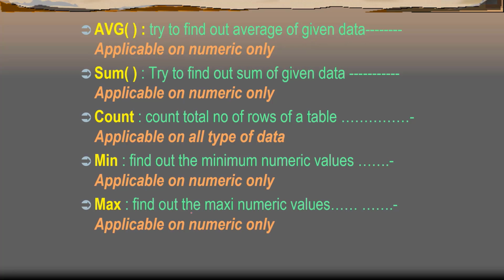AVG is average, which is used for finding out the average of given data. Sum is for finding the total sum. Count is for counting the number of tuples in a certain group or the entire table. In the same way, min is for finding the minimum value and max is for finding the maximum value. And you can also see that, except count, the rest of the functions are applicable on numeric data only.